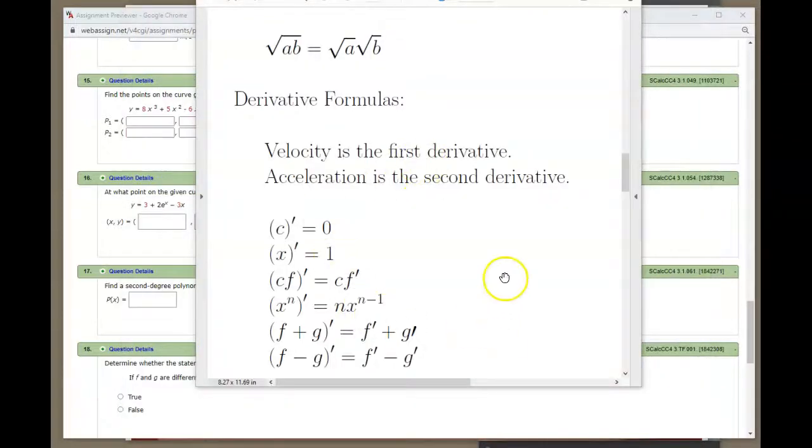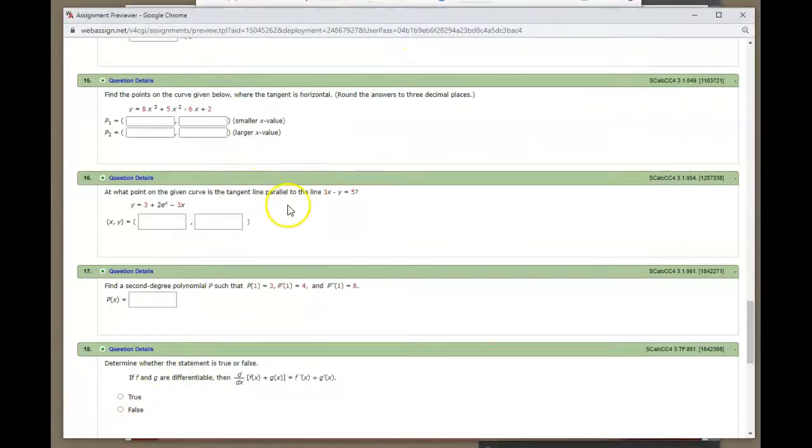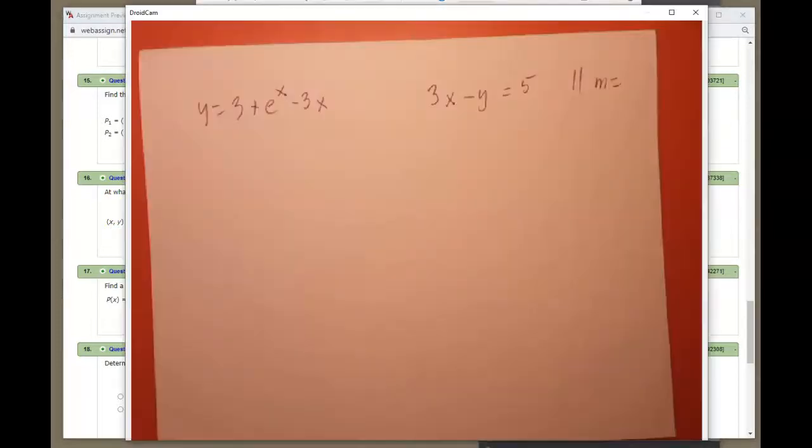So we've gone through these derivative formulas, and we had some algebra review with the radicals and powers and e to the x. We have one more that I'm going to do for you here, to show you how to do it. It's the line parallel to the line 3x minus y is equal to 5. So it asks at what point is the curve here parallel to this line? Well, parallel means they have the same slope. So let's do this one on paper.